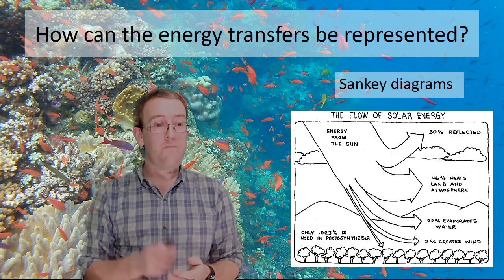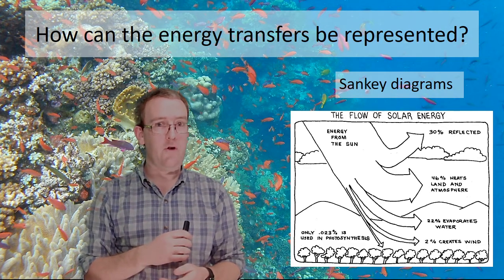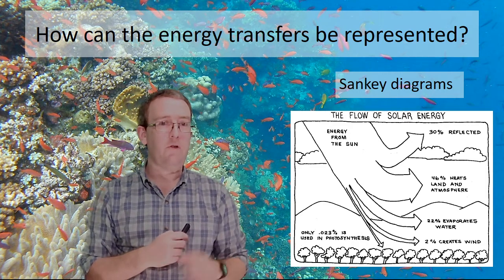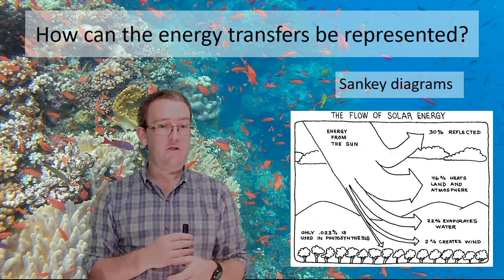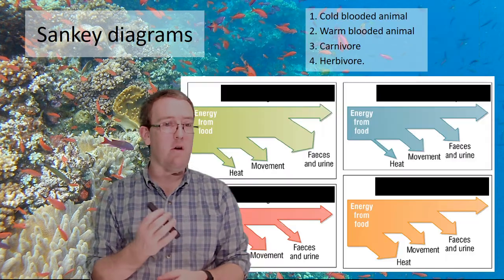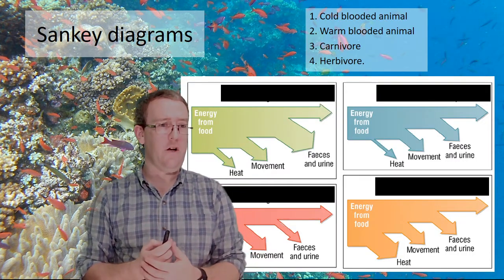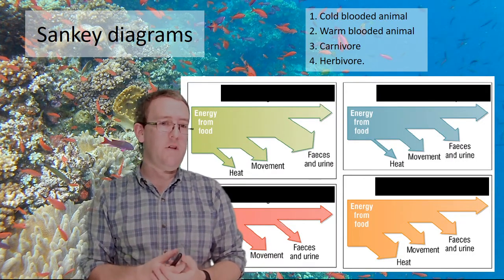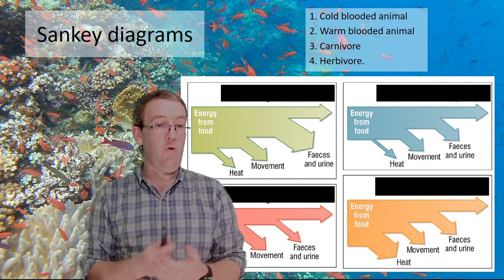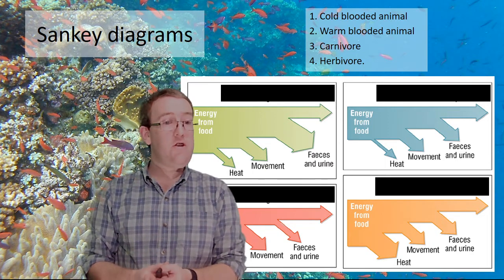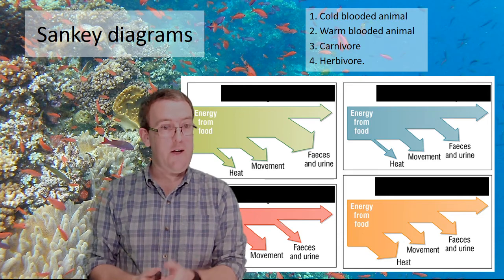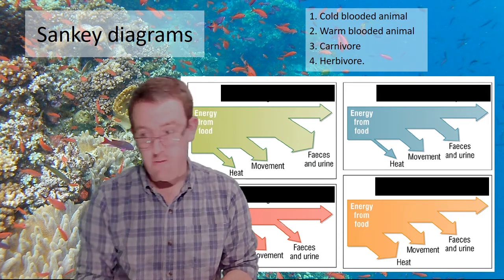So I'm going to give you another little puzzle to have a look at, and I'm going to let you do this for a while. Pause the video and actually have a go at this. Here are 4 Sankey diagrams. One of them represents a cold-blooded animal, one a warm-blooded animal, one a carnivore, one a herbivore. Which is which, and how do you know? Pause the video now and have a go.